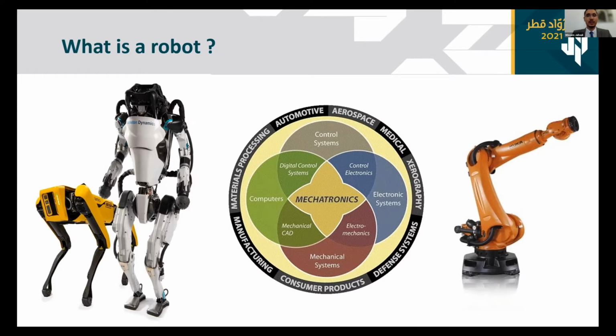In engineering, mechatronics is considered a branch of technology that deals with the design, construction, operation, and application of robots. As you can see, we have the computer part or the IT part in robotics. We have the electronics part with the control, and also the mechanical system.